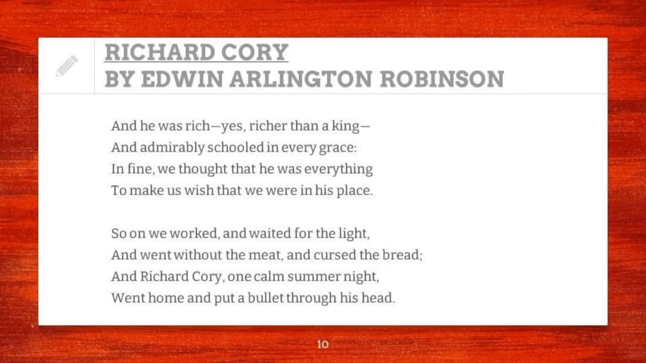And he was rich, yes, richer than a king, and admirably schooled in every grace. In fine, we thought that he was everything, to make us wish that we were in his place. So on we worked and waited for the light, and went without the meat, and cursed the bread. And Richard Cory, one calm summer night, went home and put a bullet through his head.